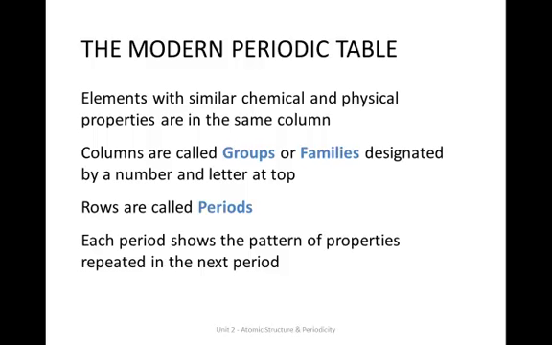Now, in addition to the three major divisions, metals, nonmetals, and metalloids, we can also divvy up the periodic table into columns and rows. The columns we call groups or families. The rows we call periods. The groups and families are the columns, and what they will share is the chemical and physical properties, as we showed in the periodic law.